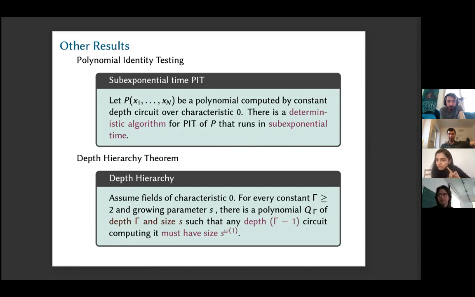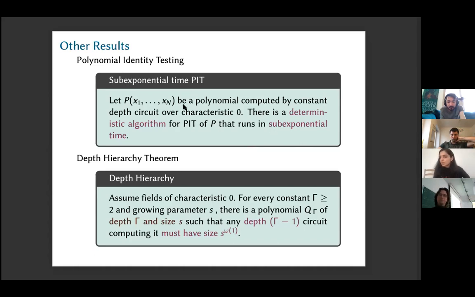So do you want this for the constant depth version? Can you just tell me what model you are considering? Yeah, so suppose that P is computed by a depth d circuit. And what kind of sub-exponential running time do you get for this derandomization? Yeah. So actually, you do get a reasonably good bound. It is dependent sub-exponentially on the degree of the polynomial.